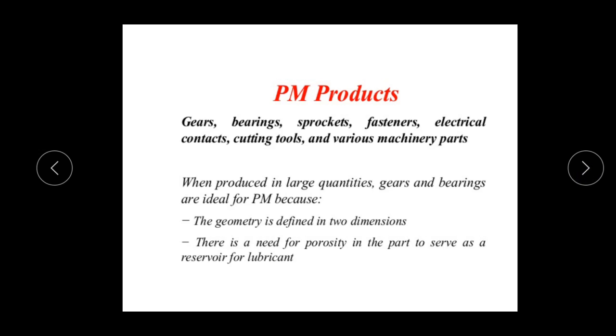Now coming to the other heavy structural applications of PM products: gears, bearings, sprockets, fasteners, and electrical contacts, as we discussed earlier, cutting tools, and various machinery parts. When produced in large quantities, gears and bearings are ideal for PM because the geometry is defined in two dimensions. There is a need for porosity in the parts to serve as a reservoir of lubricant.